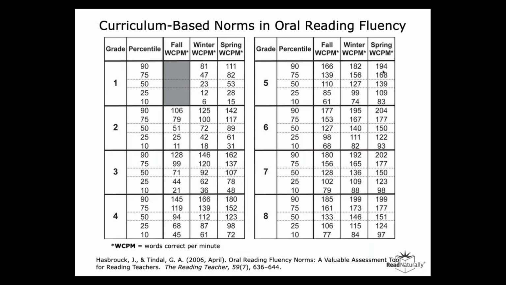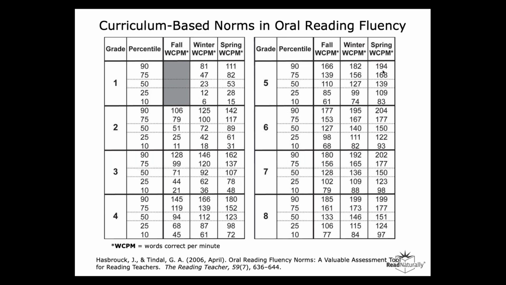So, how do you determine which of your students needs extra help in order to become automatic readers? The Hasbrook and Tyndall table that you see here in front of you can help you find out. This table shows the reading development of typical students across the United States. It's based on the work of Jan Hasbrook and Gerald Tyndall, who combined data on thousands of students from across the country to create the norms that you see here.